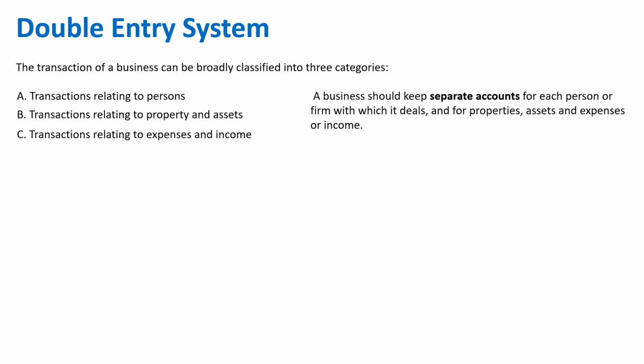So a business should keep separate accounts for each person or firm which it deals with, and for properties, assets, expenses, or income. In categories A, B, C, you need to keep accounts for persons, for property and assets, and for expense and income. Now accounts can be classified into two categories: personal and impersonal accounts. All three types of transactions we saw here, persons, property and assets, expense and income, can be classified into personal and impersonal accounts.